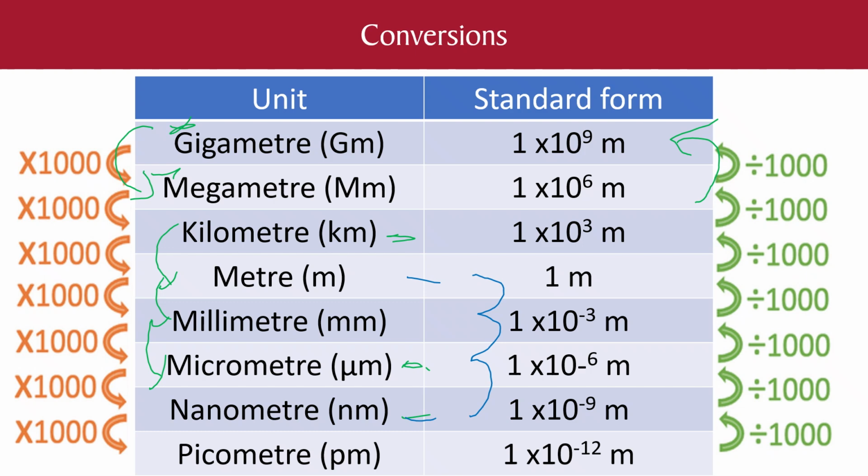Now on this one, what I've done is I've done it as meters. Now it could be any unit ever, so it could be volts. So basically it could be gigavolts, megavolts, kilovolts, volts, millivolts, microvolts, nanovolts, picovolts. And it can be any kind of word or unit, as long as you remember that order.